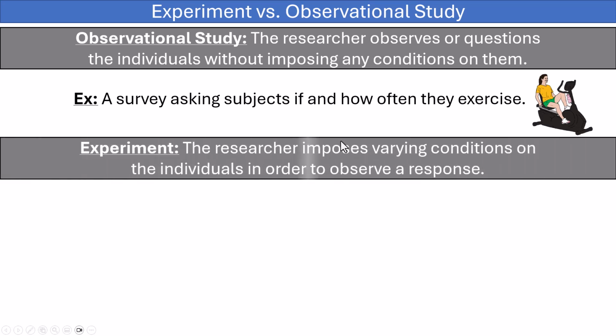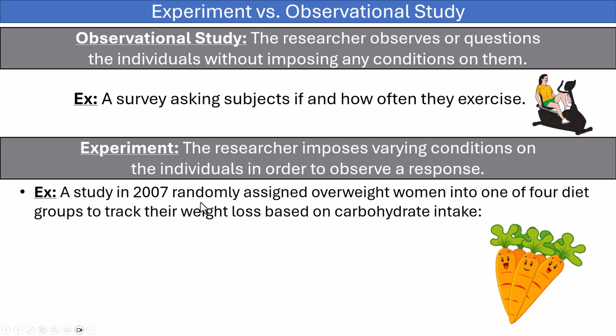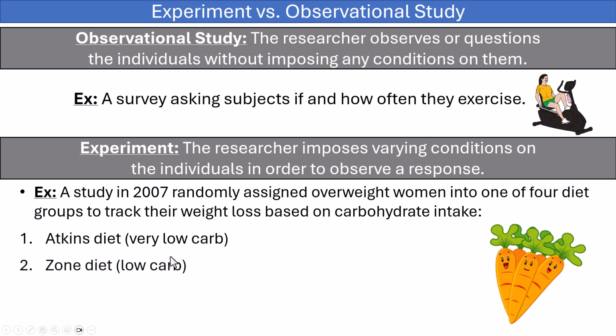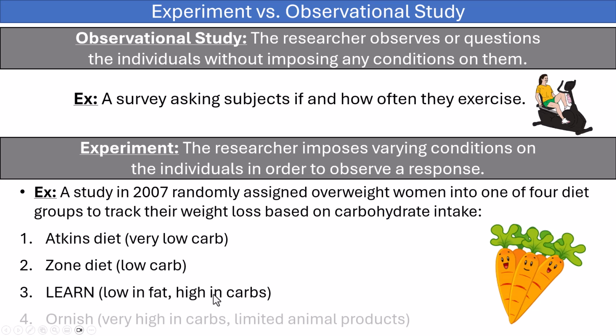On the other hand, in an experiment, the researcher is going to be imposing varying conditions on the individuals in order to observe a response. For example, a study in 2007 randomly assigned overweight women into one of 4 diet groups to track their weight loss based on carbohydrate intake. The 4 diet groups were the Atkins diet, which is very low carb, the Zone diet, which is low carb, the Learn diet, which is low in fat, high in carbs, and the Ornish diet, which is very high in carbs and has limited animal products.